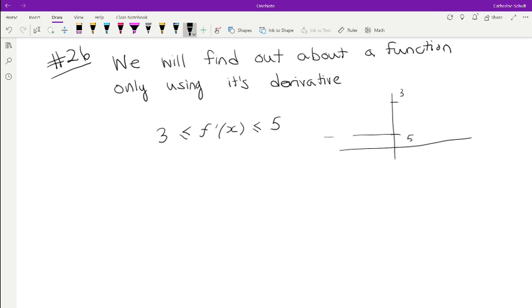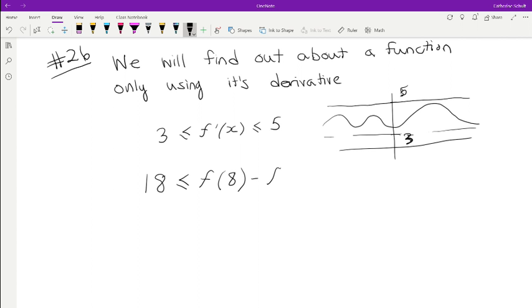We have these borders for this function, right? So the derivative is somewhere doing something, we don't know, but it's between 3 and 5 for all x. We're going to show, just based off the derivative, that f of 8 minus f of 2 is going to be between 18 and 30, just based on the derivative. All right, so pretty powerful.